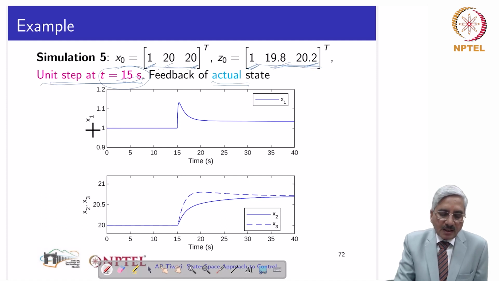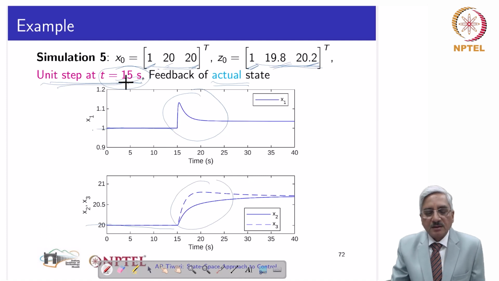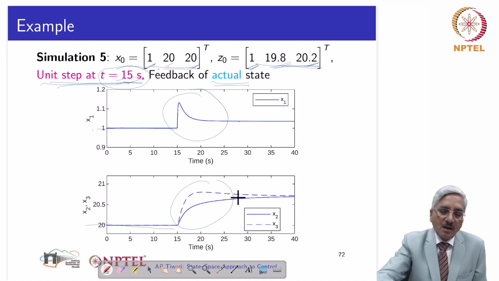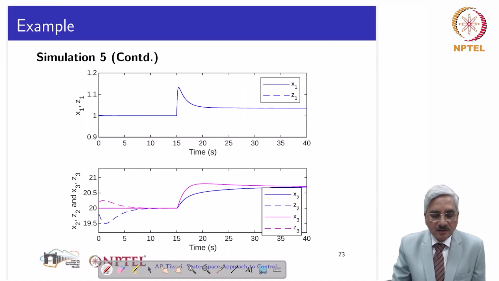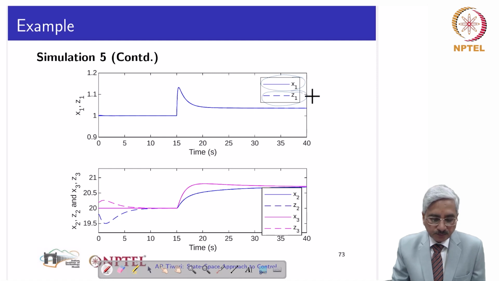Because x1, x2, x3 are at equilibrium, they remain so, no initial variation is seen, and whatever variation is seen is in response to the unit step input at t equal to 15 seconds. That is reflected in the behavior of x1, x2 and x3. Observer states: Z1 is exactly equal to x1. It is always tracing the same. The two values are actually coincident at all instants of time.